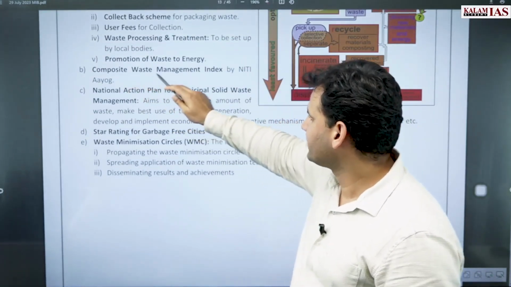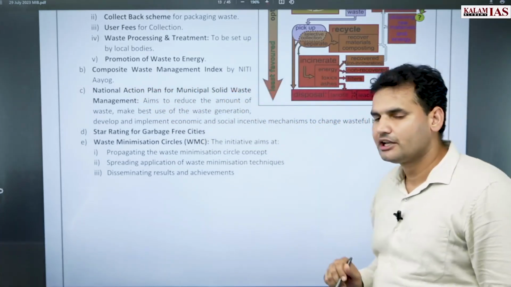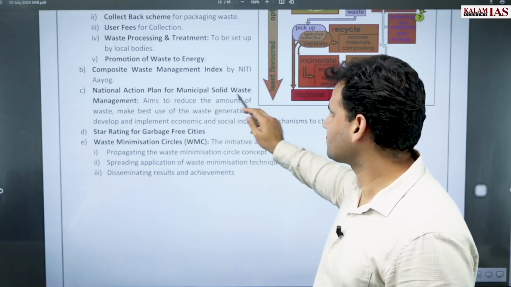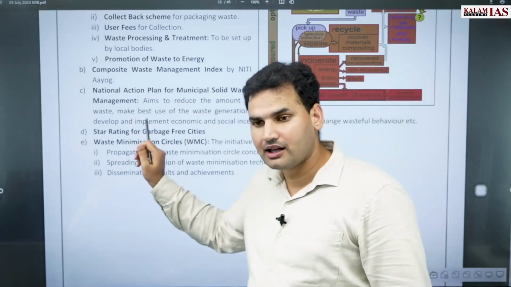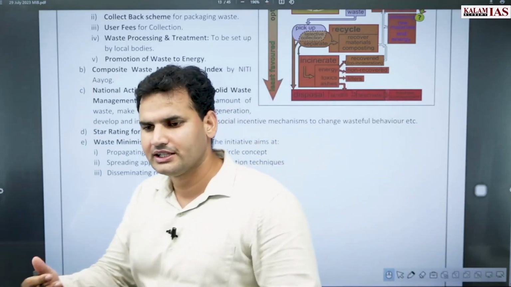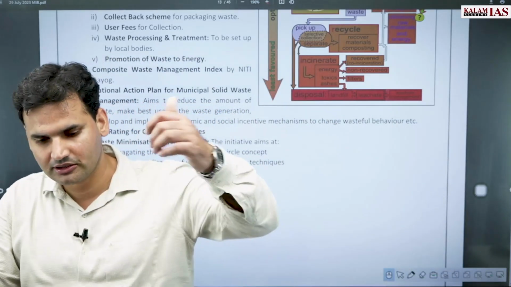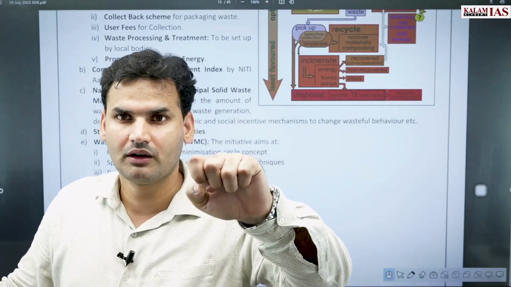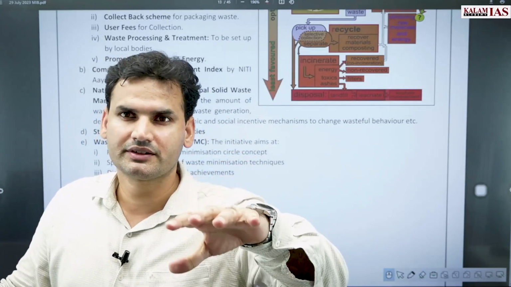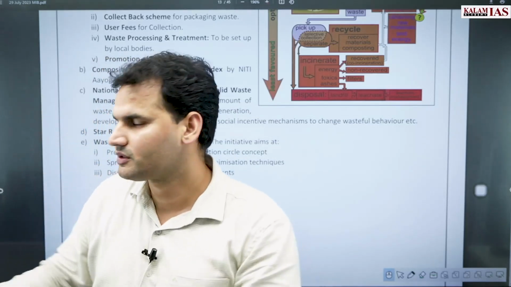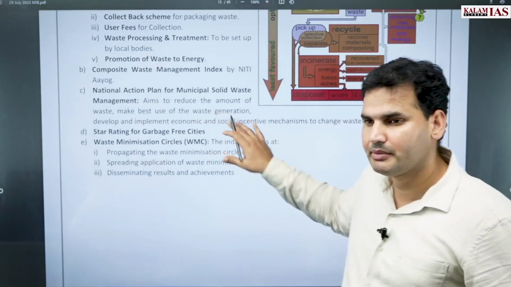Next, composite waste management index by Niti Aayog. Then National Action Plan for Municipal Solid Waste Management. We have star ratings specifically given for garbage free cities. तो ये तो हर कोई लिख के आ जाएगा ना, garbage free होना चाहिए, ये होना चाहिए, वो होना चाहिए. But if you can mention that Ambikapur of Chhattisgarh is India's first municipal corporation to be free of this, so it would have an impact.